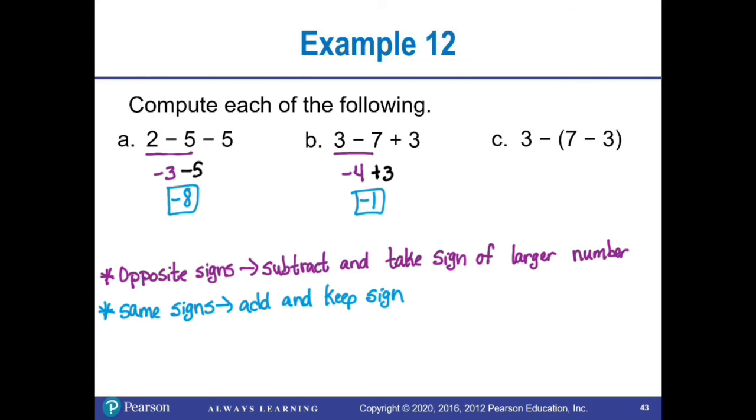In part C, I start with my parentheses. 7 minus 3 is 4. Bring down your 3 minus. These two have opposite signs, so I subtract, and I take the sign of the larger, so 3 minus 4 would be negative 1.